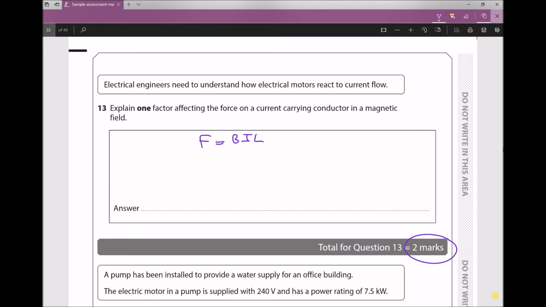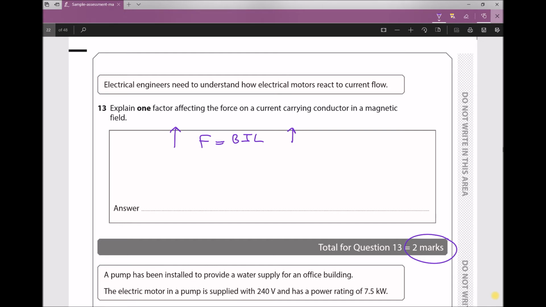And the key thing to notice is that if the magnetic flux density increases, the force will increase, because if one of these variables on the right hand side goes up, then the variable on the left hand side goes up. It's also true to say that if the current increases, then the force on the current carrying conductor will increase. And it's also true to say that if the length of the current carrying conductor increases, then the force on that conductor will increase. So we can actually pick any of those variables.